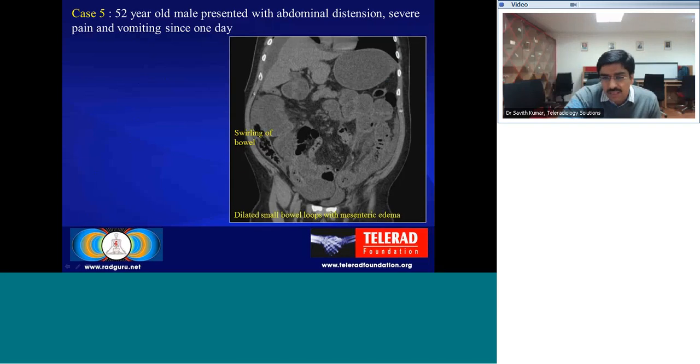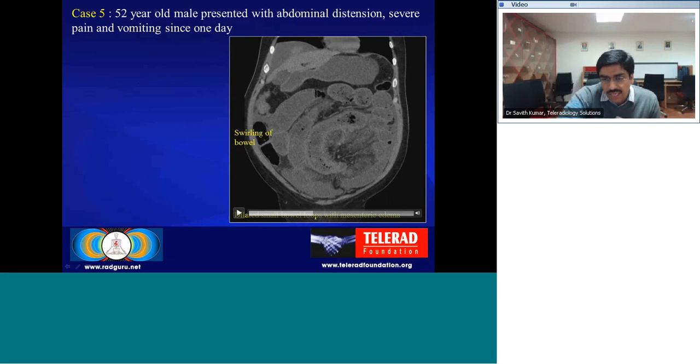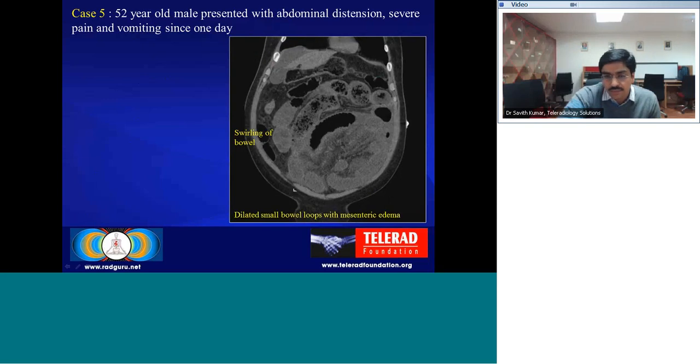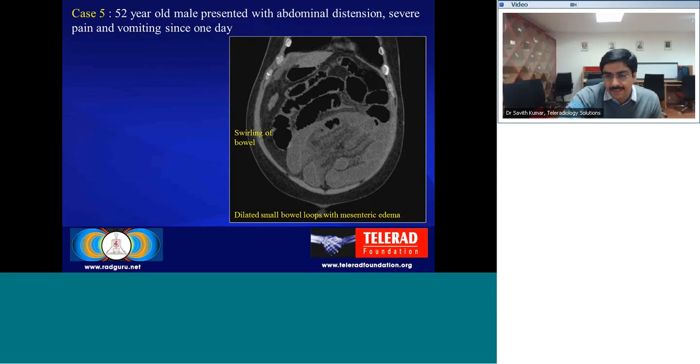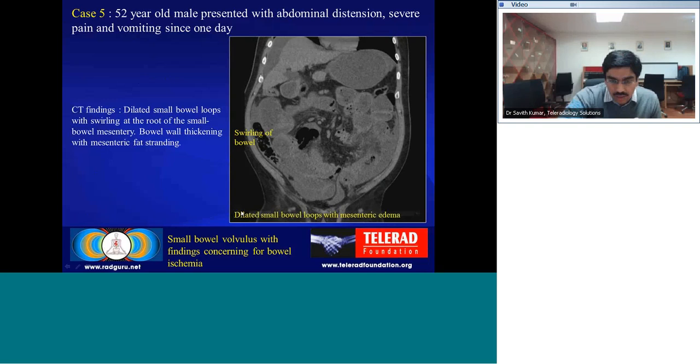Let's see the coronal image. What we see is the dilated bowel loops, and at the base of it, there is swelling of the mesentery, with converging of all the mesenteric vessels at that point of swelling, and there is a lot of mesenteric edema, mesenteric congestion, and bowel wall thickening. So this is a case of small bowel volvulus with findings suggestive of ischemic injury to the bowel. The findings which suggest ischemic injury are the mesenteric edema and congestion and presence of bowel wall thickening.